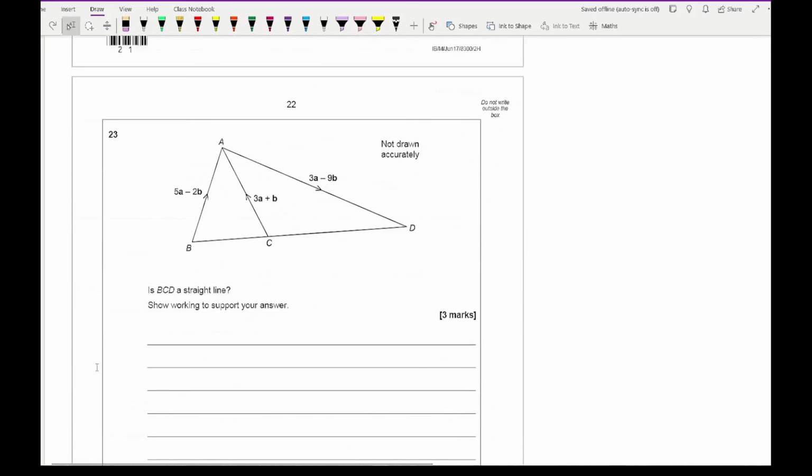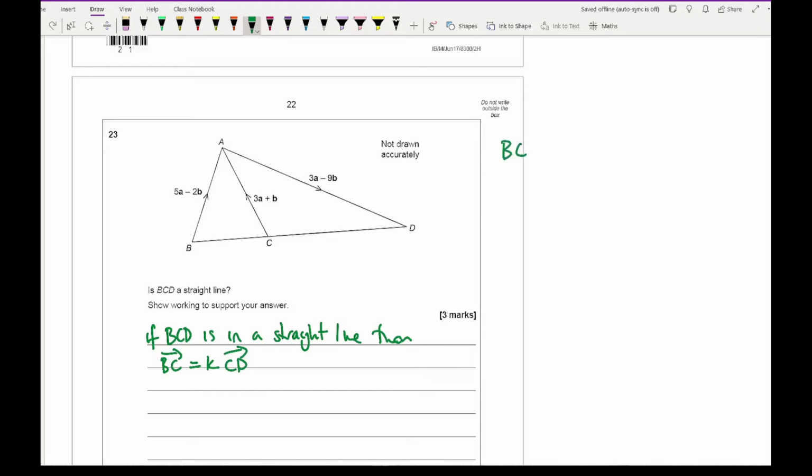Moving on to question 23, it says we've got a vector diagram. It says is BCD in a straight line? So if BCD is in a straight line, then B to C equals a factor or a common, so just write k times C to D. It's either B to C has got to be a factor or a multiple of C to D, and that's what I need to first find.